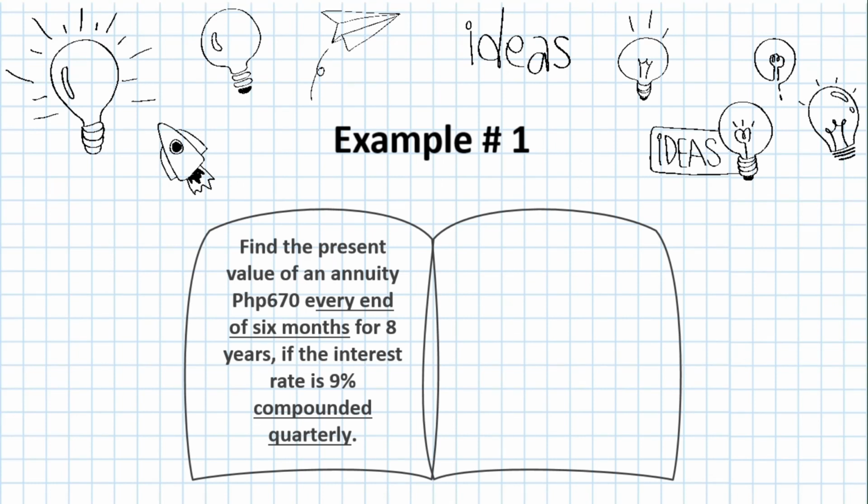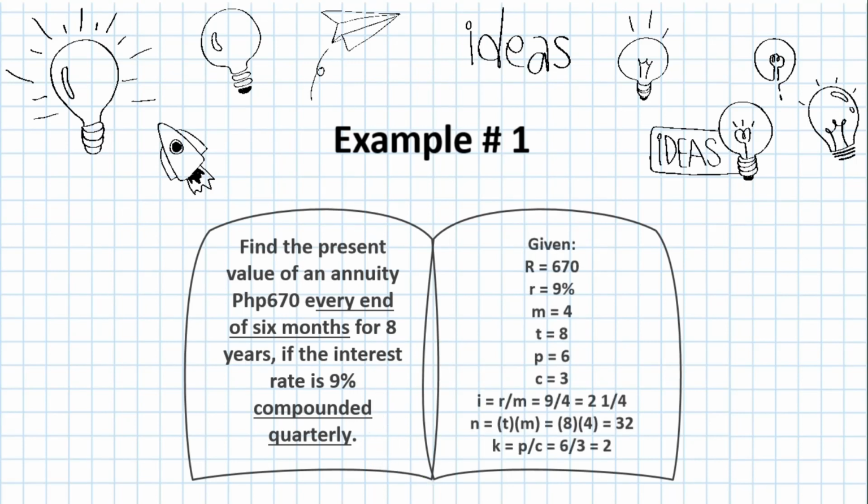Example number 1. Find the present value of an annuity of 670 pesos every end of 6 months for 8 years if the interest rate is 9% compounded quarterly. So let's write the given. Our R is 670, our rate is 9%, our m is 4 because it is written here that it is compounded quarterly, so it is 4. t is equal to 8 because it is 8 years, p is 6, c is 3.